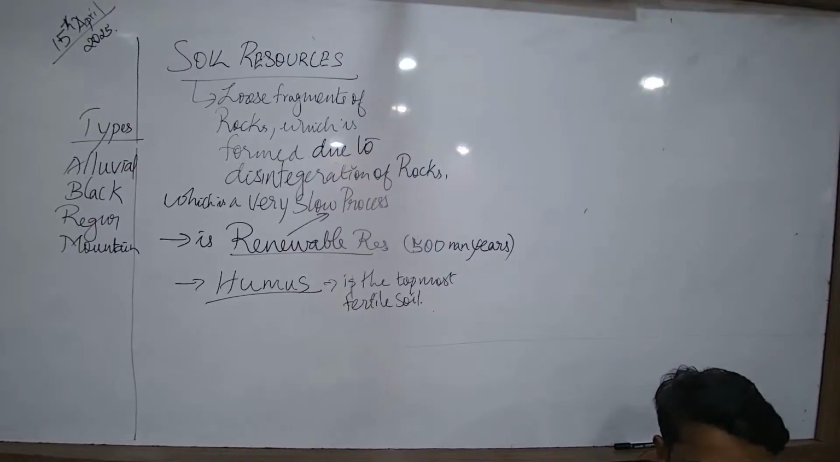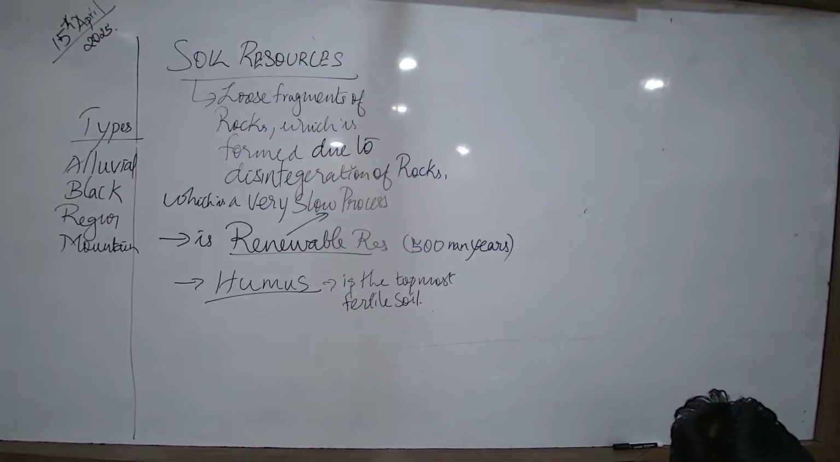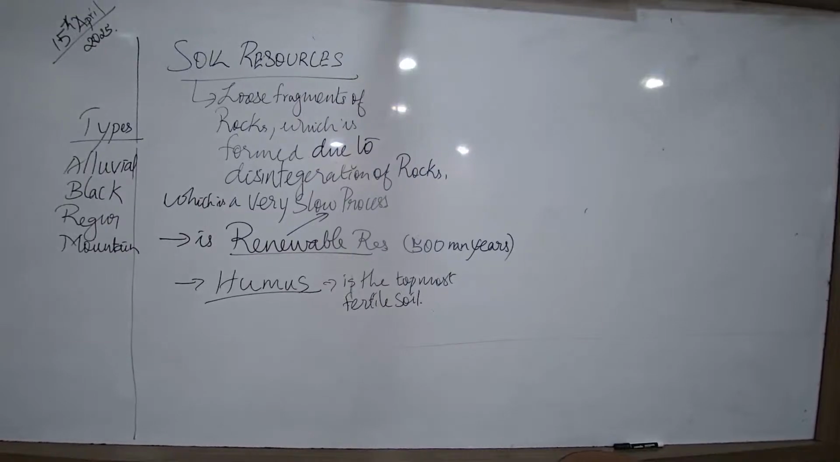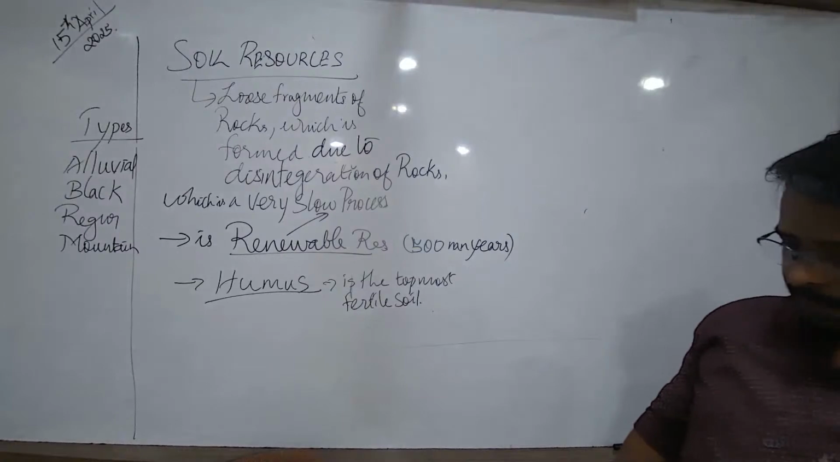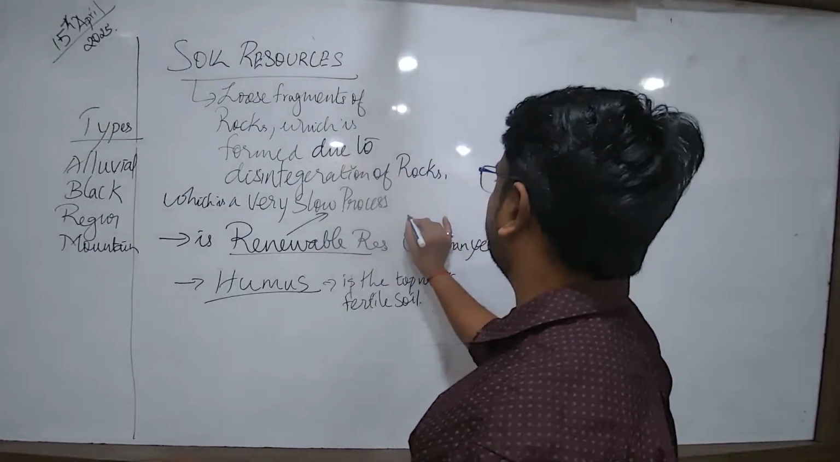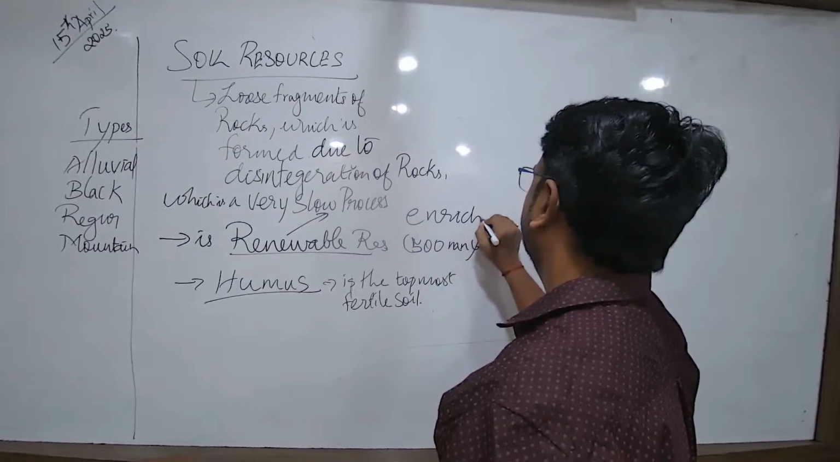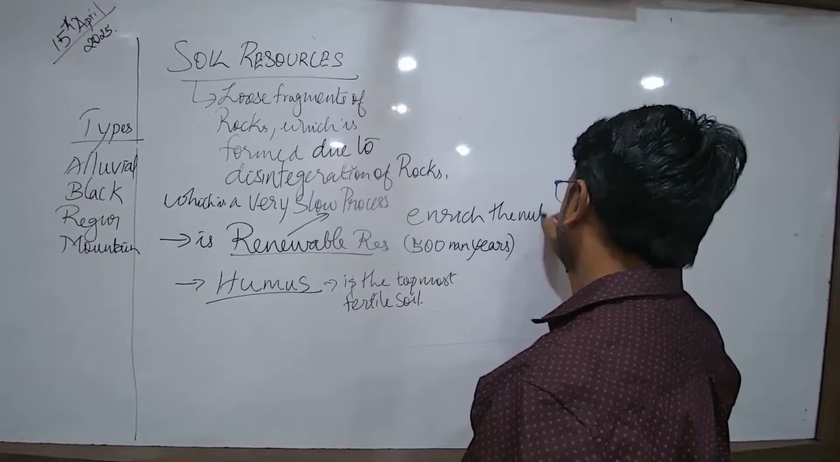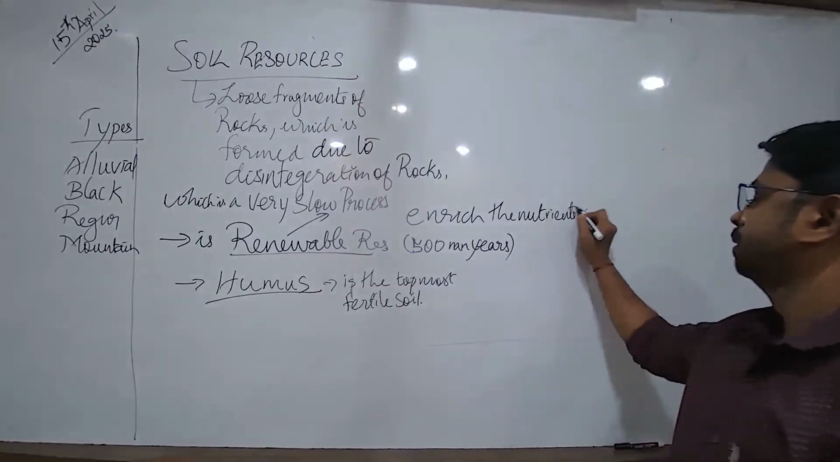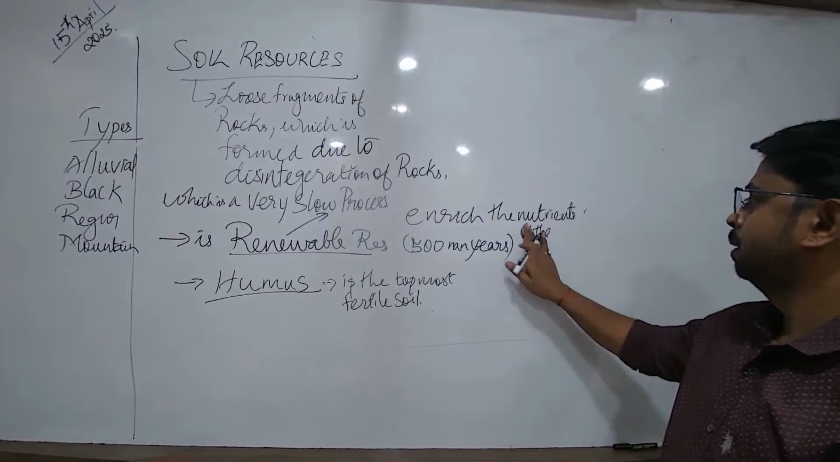Second sentence, I will not repeat it. You can't be late for me. What did I say? So, it is the topmost fertile layer of the soil, which enriches the nutrients of the soil. You know what is enriching? No, different. It adds to the richness.